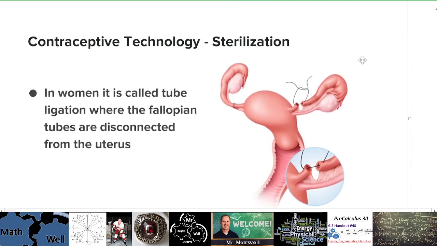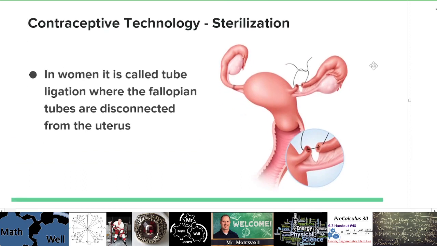Contraceptive technology. Okay, sterilization for women is called a tube ligation, where the fallopian tubes are disconnected from the uterus. The euphemism for this is getting your tubes tied. You may have heard that before. If you get your tubes tied, that basically means that the fallopian tubes are cut and tied off. Now, this is not a very good picture.